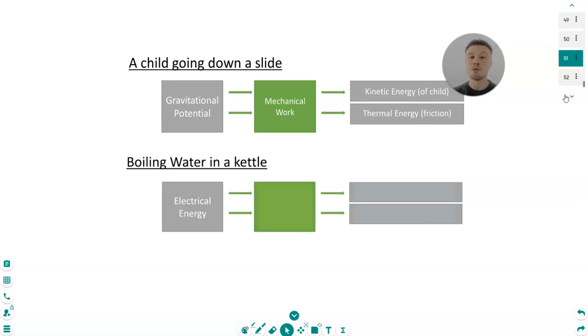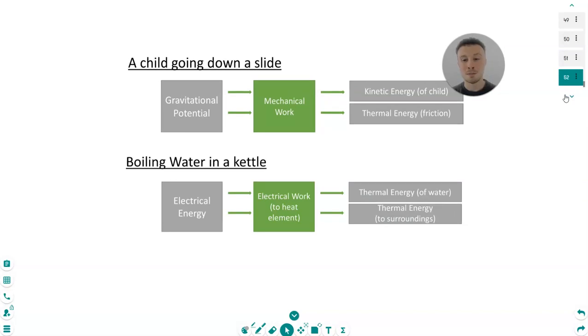Okay, now we have boiling water in a kettle. So we have electrical energy from the kettle. Can anyone tell me the transfer energy and the energy output? Yep, so we have electrical work done with the heating element, and then we have thermal energy of the water and thermal energy of our surroundings, again looking at this conservation. Well done guys, that was energy stores and energy transfers, and we will have a look at work done equations next week.